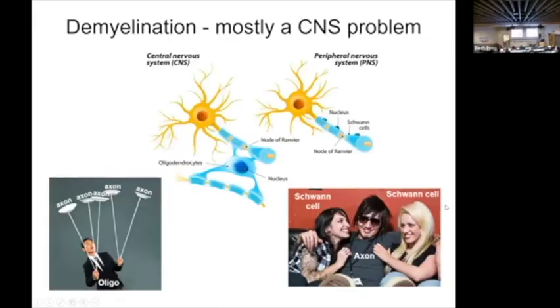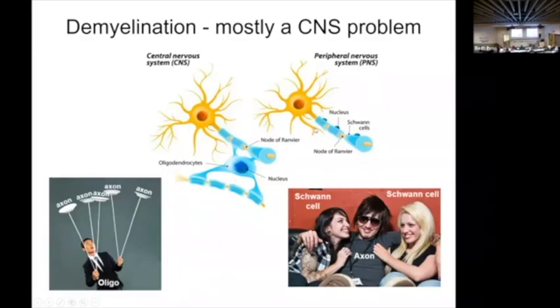Demyelination is mostly a CNS problem. It does happen in the peripheral nervous system, but because of the nature of the relationship between the myelinating cells and the axon in the central versus peripheral nervous system, central is much more susceptible. So in the central nervous system, you have one oligo that is responsible for myelinating multiple axons and multiple segments of multiple axons. So it's this guy, he's spinning a lot of plates. There's one oligo and he's balancing all these axons up here.